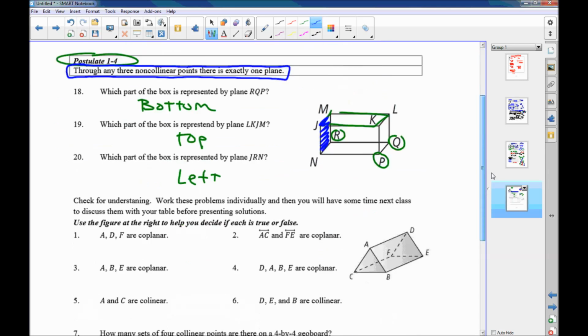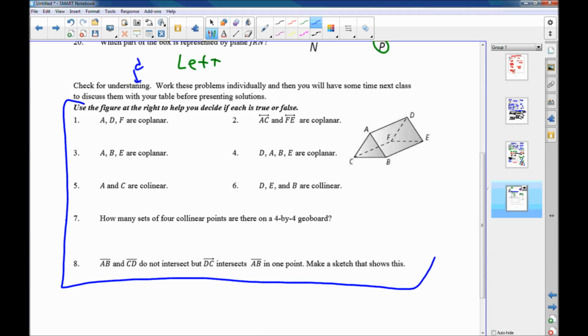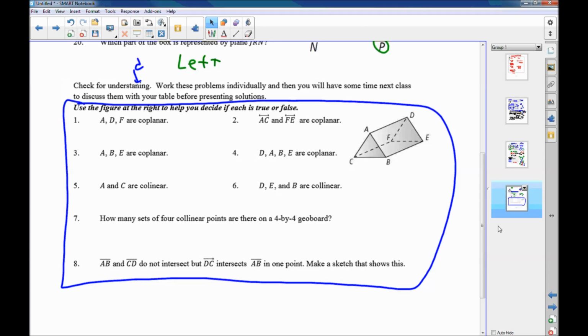Okay. All right, down below here, there's a check for understanding. Ooh, lost a D in there, sorry. Work these problems individually, and then you'll have some time next class to discuss them with your table before presenting solutions to them. So there are 8 problems, and this will be kind of like our warm-up next class. Okay, so you're going to present them in class. All right, so work through them, and then come prepared to present your answers to your table, and then your table to present the answers to the class. All right, I'll see you in class next time.